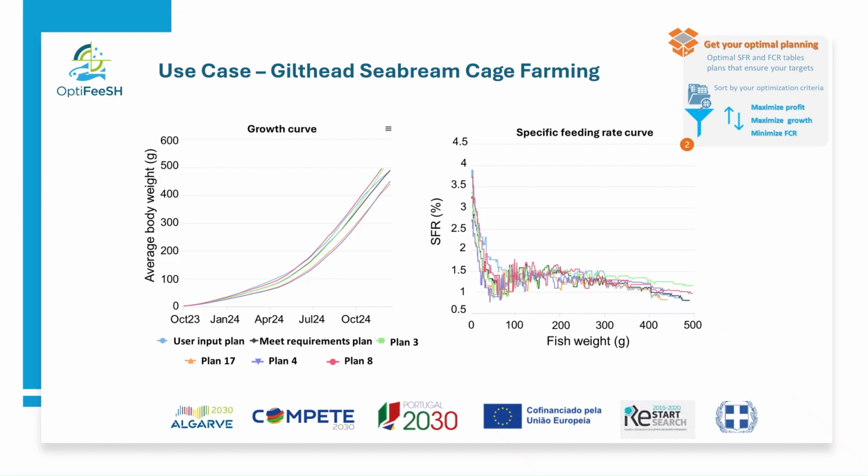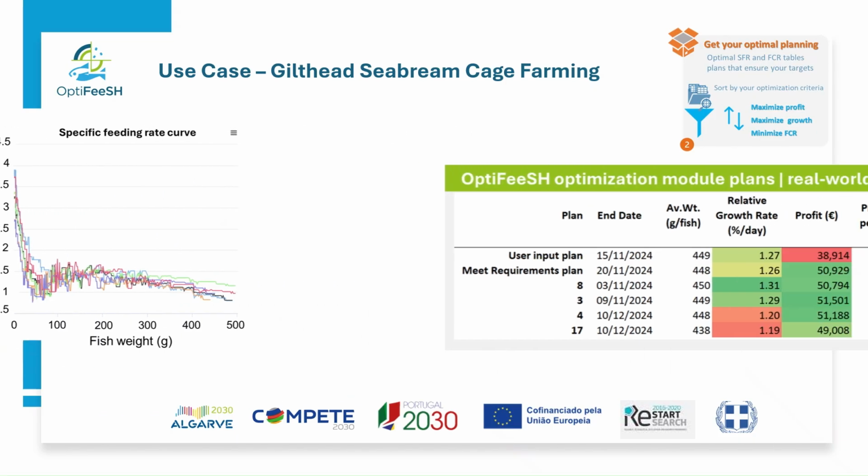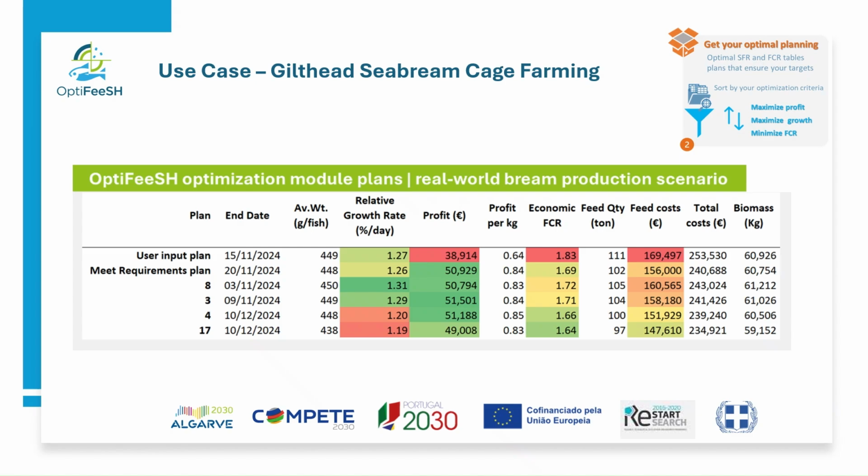A set of production plans that provide different growth curves and specific feeding rates. And this is a summary table with some KPIs from the generated plans, including time to reach target weight, relative growth rate, profitability, FCR, and feed costs.